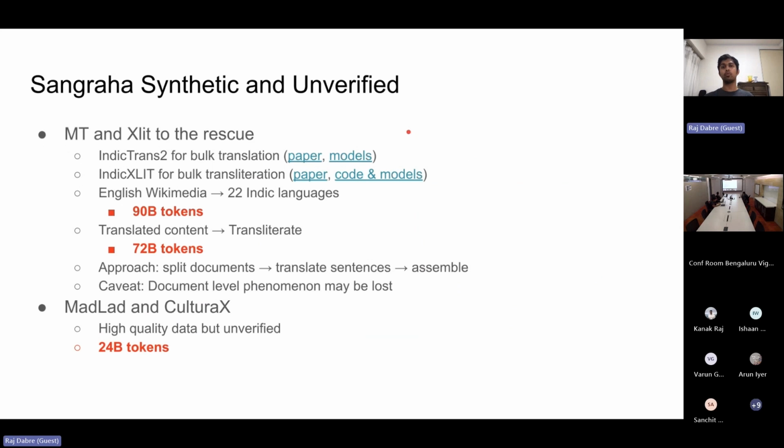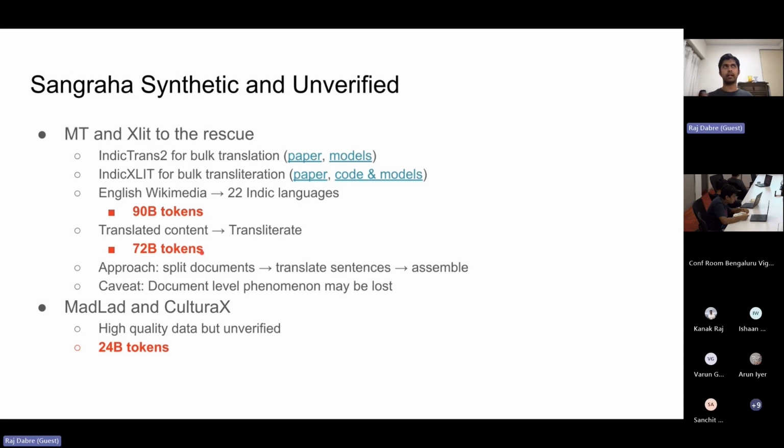There are two other parts to Sangraha, which are Sangraha synthetic and Sangraha unverified. For this, we simply use machine translation and transliteration. We used IndicTrans2 for bulk translation, and we used IndicXLit for bulk transliteration. So we took English Wikimedia and translated it from English to the 22 Indic languages using the English to Indic model, and we came up with 90 billion tokens. Then some part of this translated content we transliterated, and we ended up with 72 billion transliterated tokens.